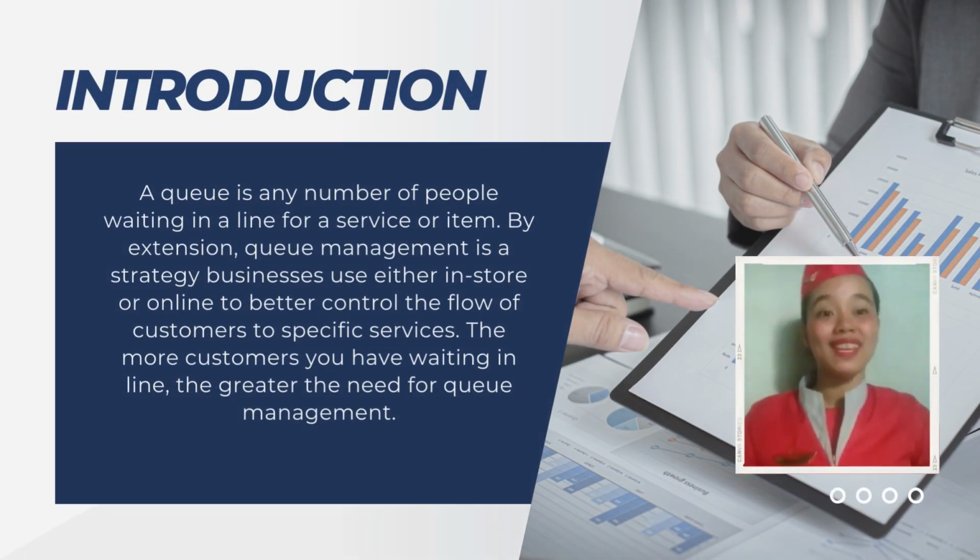First is, what is queue? A queue is any number of people waiting in a line for a services or item. By extension, queue management is a strategy businesses use either in store or online to better control the flow of customers to specific services. Next is, what is queues in Amadeus?